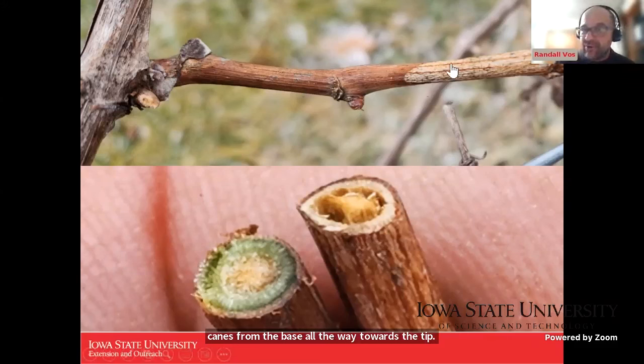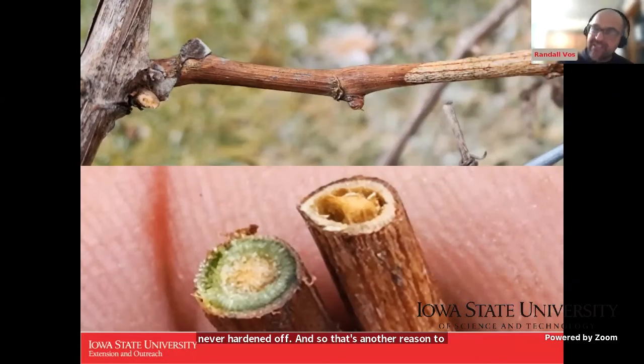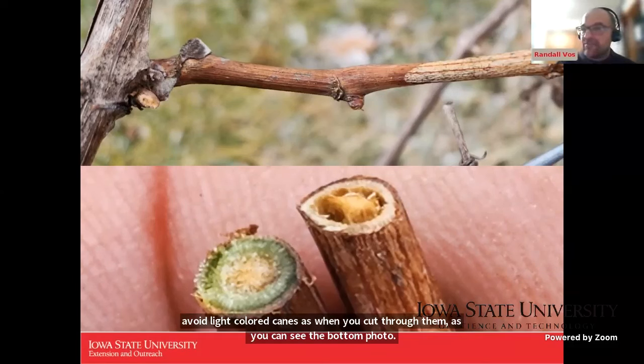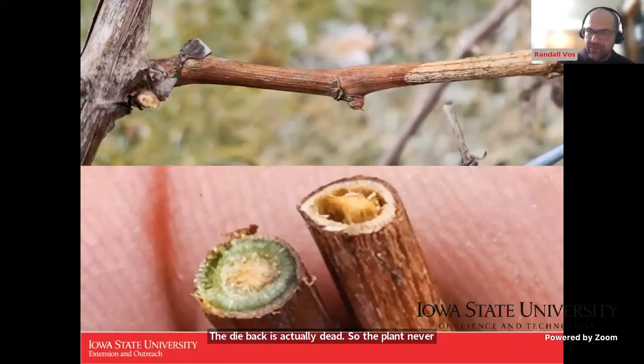And you can see in this top one a significant color change there. That's called dieback. And the only part of this cane that's alive are actually these two buds on the left-hand side. All the rest died because they never hardened off. And so that's another reason to avoid light colored canes: when you cut through them, as you can see in the bottom photo, the dieback is actually dead. So the plant never hardened them off. Basically, even though grapevines are a woody plant, not all the tissues are. And so on the right-hand side, that's basically like a tomato plant when we get a frost. Boom, it gets frosted, it's dead, it didn't harden off.